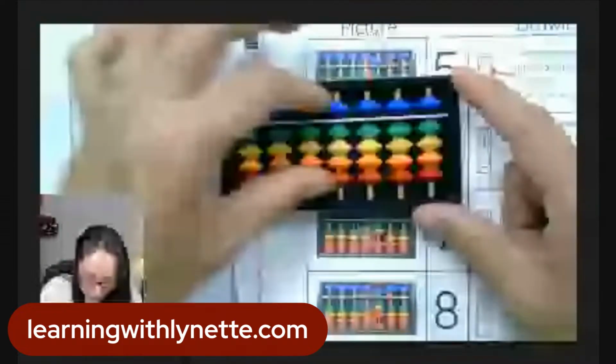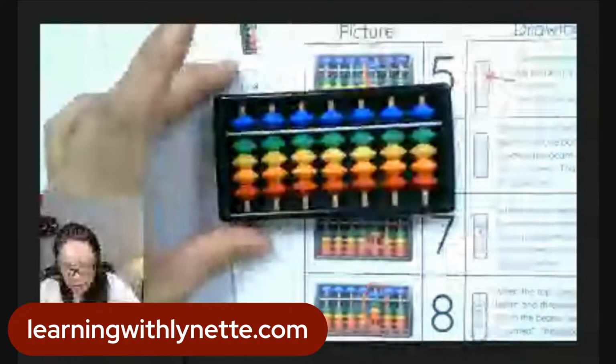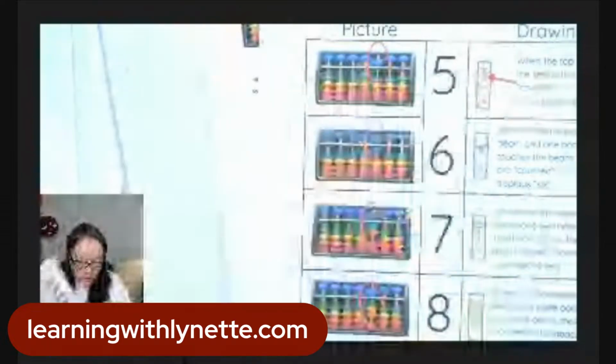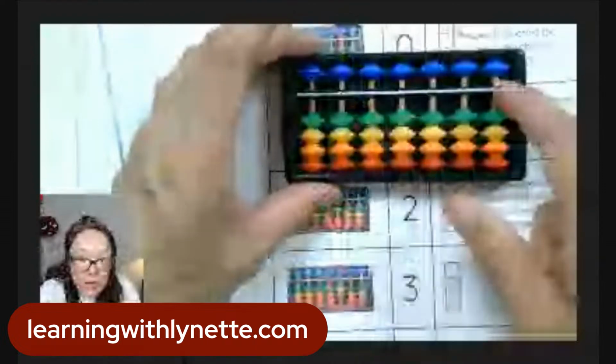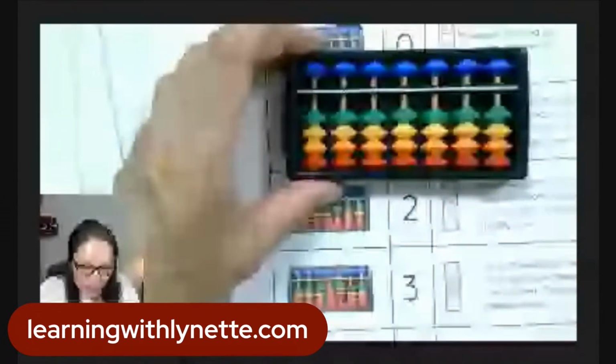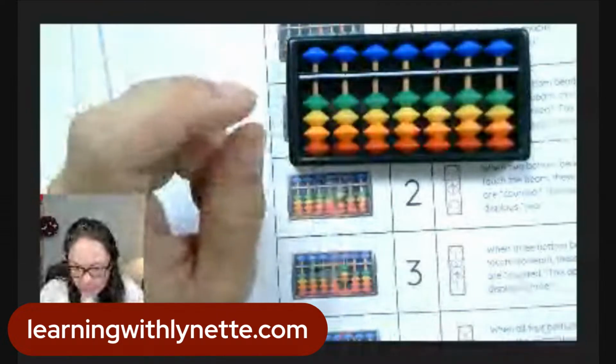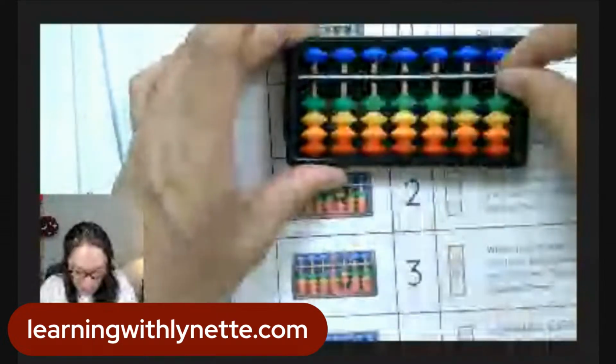Okay, so let's do a little review. I'm going to have a 0. This is all 0. When we zero it out, that means none of the beads are touching the horizontal bar. When there are no beads touching this bar, that means it's 0.